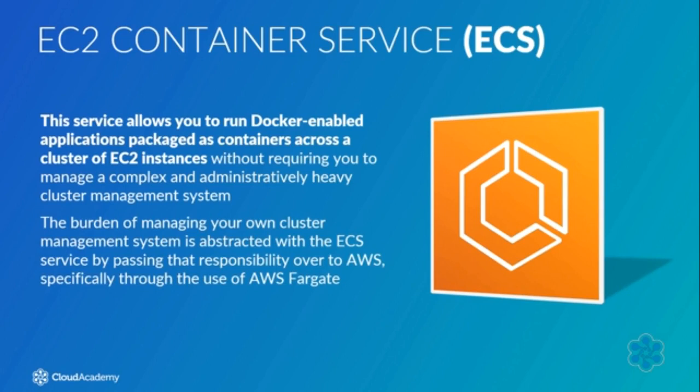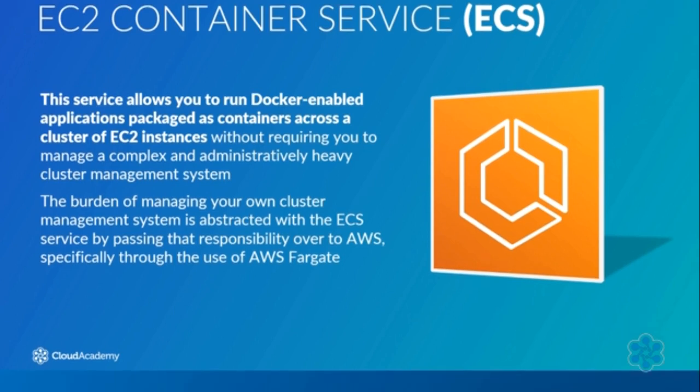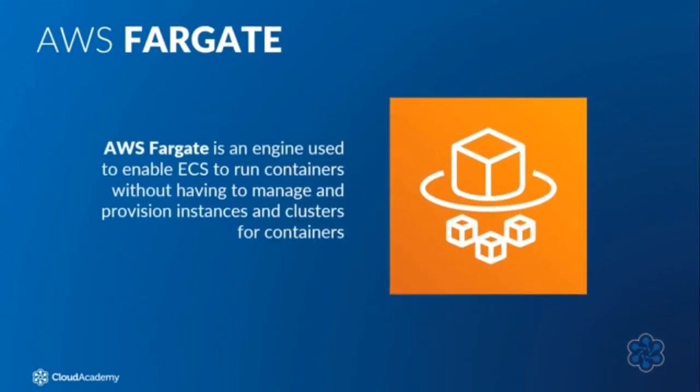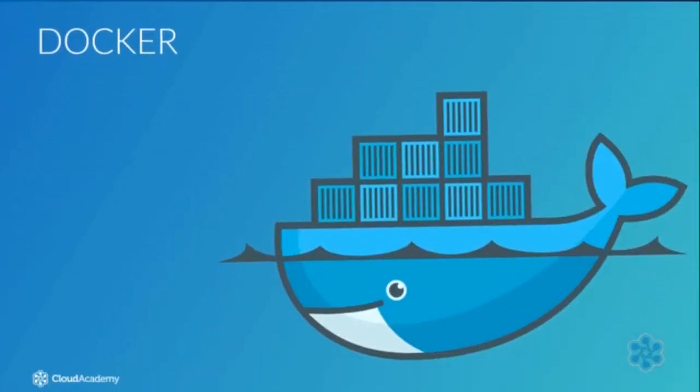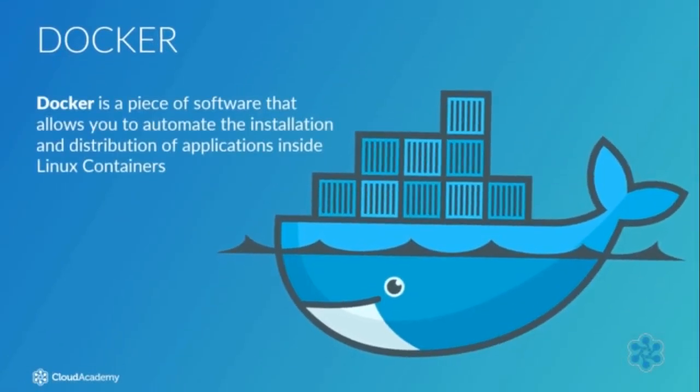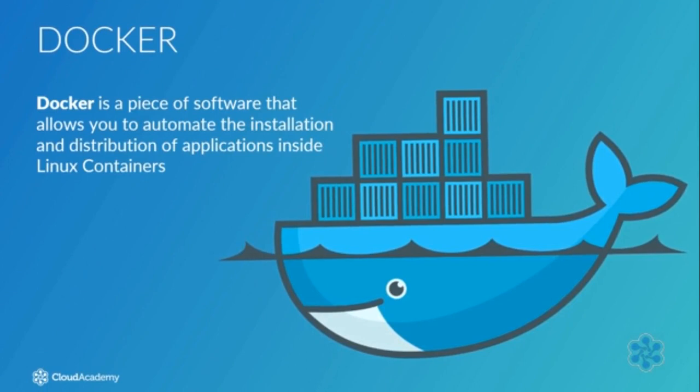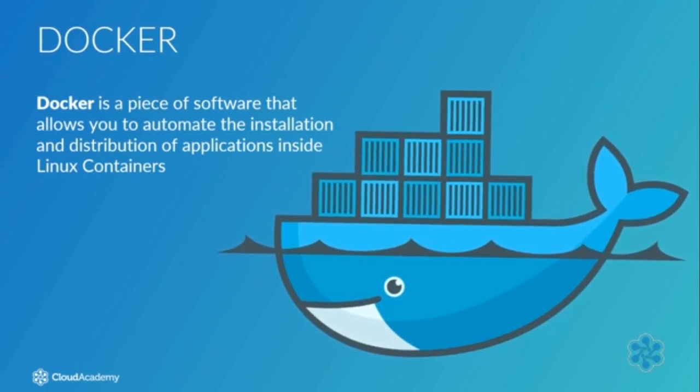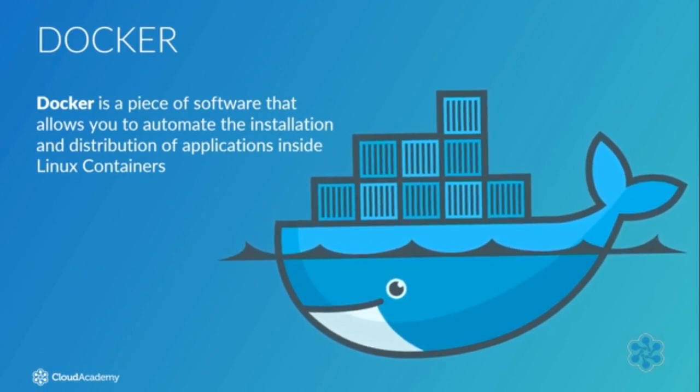If you're new to some of these terms, such as Docker, containers, and AWS Fargate, then let me quickly in a single sentence define what they are to help you understand the service a little easier. AWS Fargate is an engine used to enable ECS to run containers without having to manage and provision instances and clusters for containers. Docker is a piece of software that allows you to automate the installation and distribution of applications inside Linux containers. So what are containers?